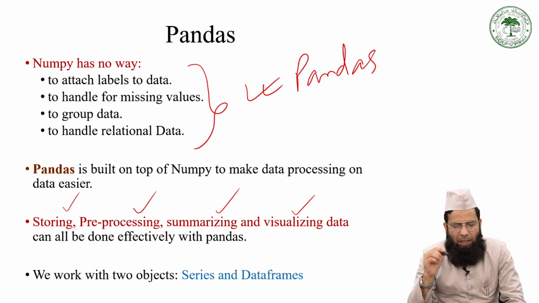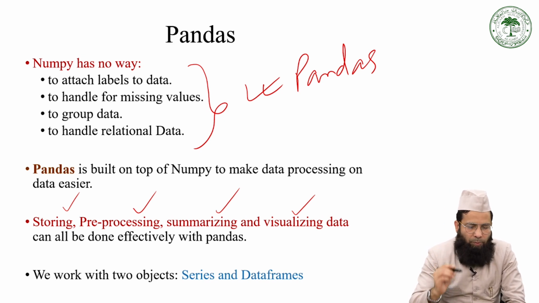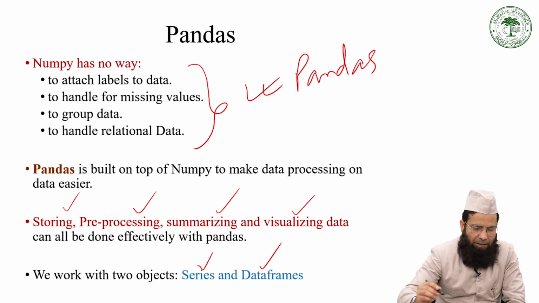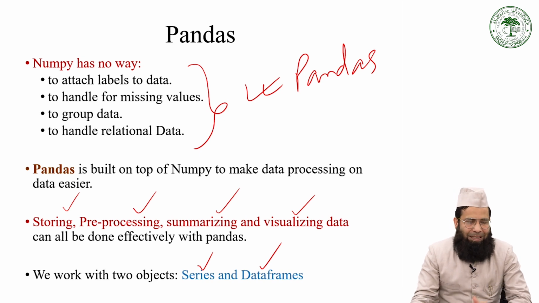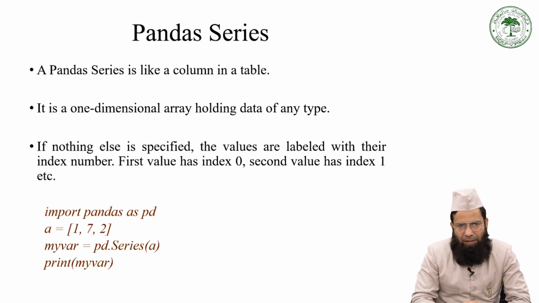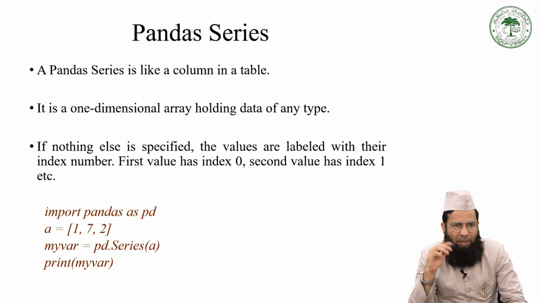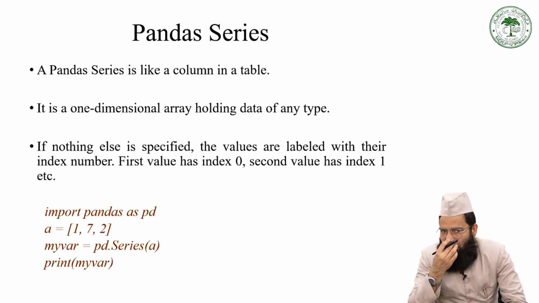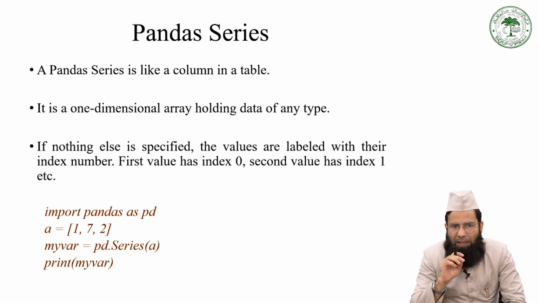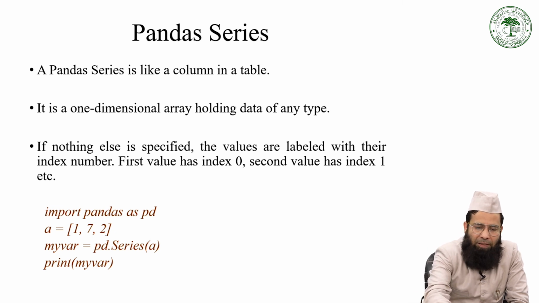In Pandas, we actually work with two objects, that is series and data frames. So what are series and data frames? That we'll discuss. A Pandas series is like a column in a table. It is actually a one-dimensional array, so it has a single column. If nothing else is specified, the values are labeled with their index number.